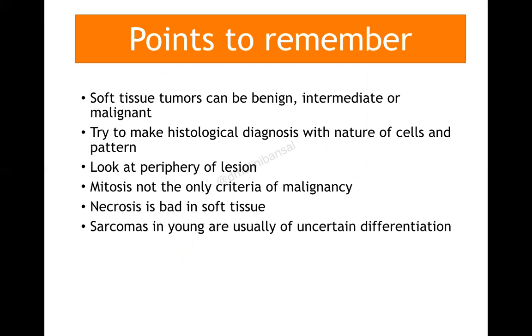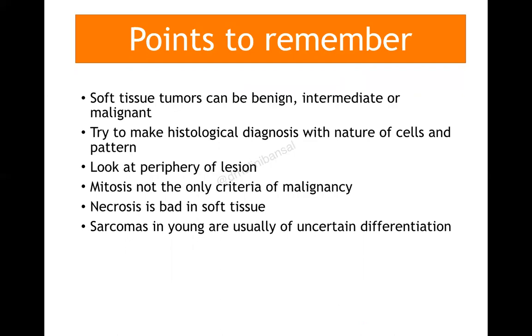The points to be remembered here are that soft tissue tumors can be benign, intermediate and malignant, as we have seen. Intermediate, if they push their tongues into the surrounding soft tissue and it is difficult to resect them, if they have chances of recurrence after resection, then we call them intermediate. Whereas the tumors which are frankly malignant show atypia, mitosis and necrosis, and those are the ones we call malignant.